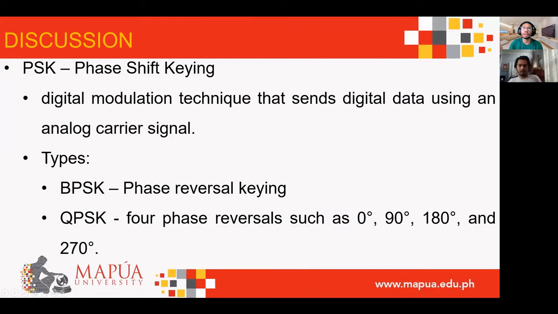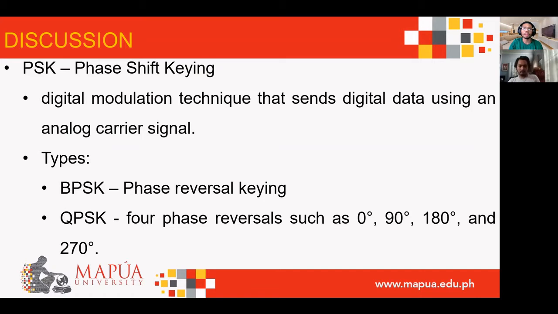So, what is PSK? PSK is phase shift keying, a digital modulation technique in which the phase of the carrier signal is changed by varying the sine and cosine inputs at a particular time. The PSK technique is widely used for wireless LANs, biometric, contactless operations, along with RFID and Bluetooth communications.